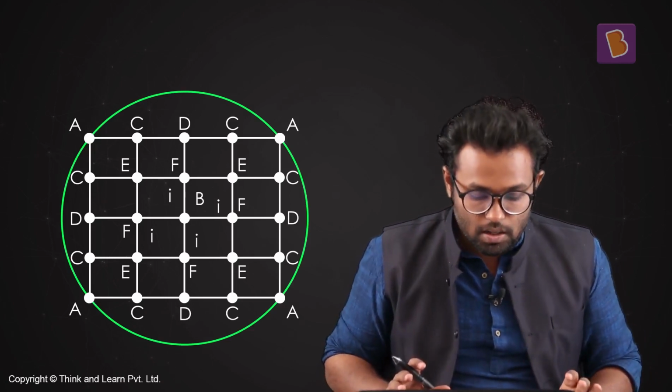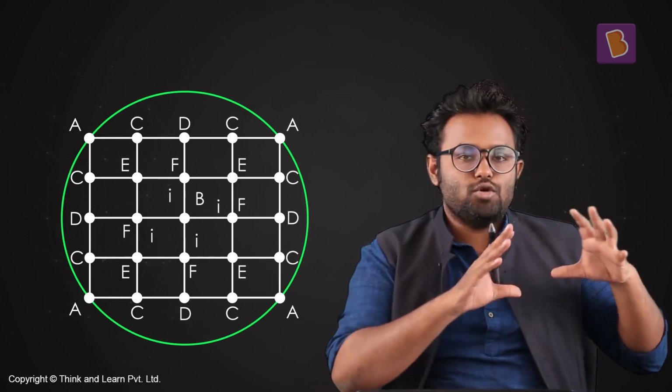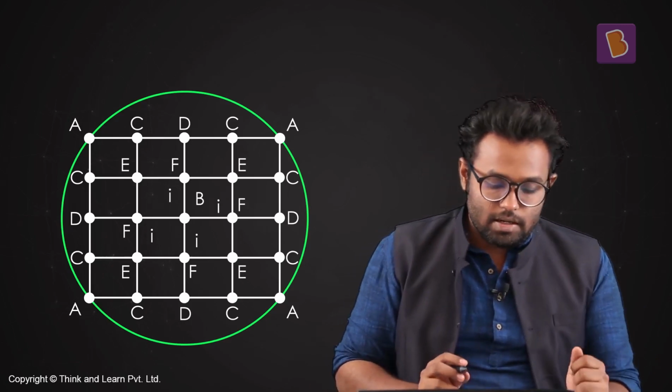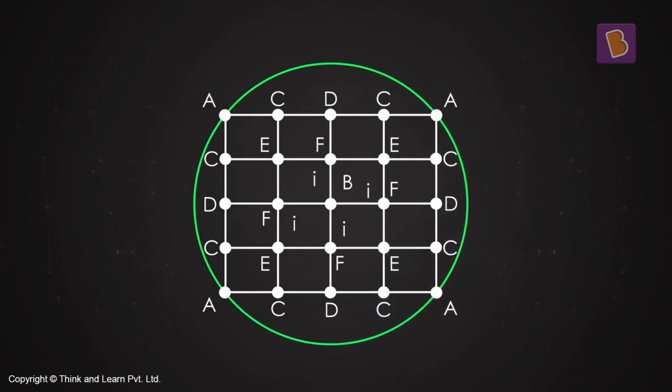Okay, now once you do that, you can reduce this complicated looking circuit into a simpler circuit, right? You can see that between A and C, how many connections are there?